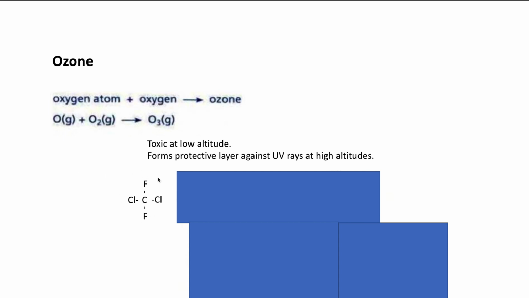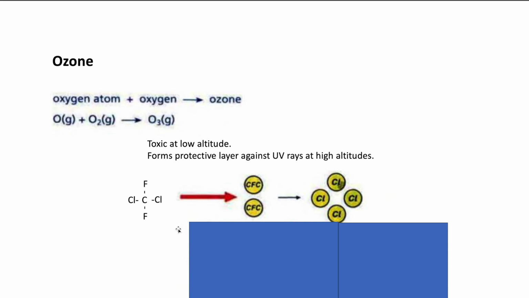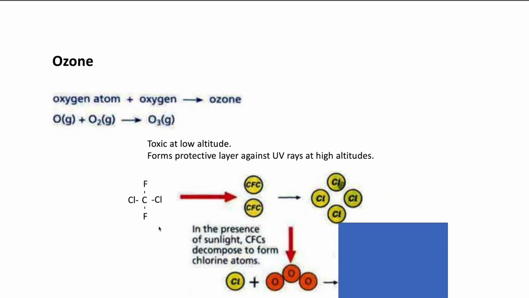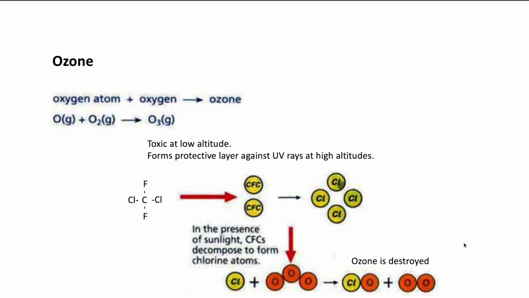So this molecule, CFC, chlorofluorocarbons, was used in propellants, aerosols, refrigerators, and air conditioners in the past. They decompose in sunlight to form chlorine atoms, and these chlorine atoms will go on to react with ozone molecules, thereby creating gaps and holes, breaking up the shield that we have in the upper atmosphere.